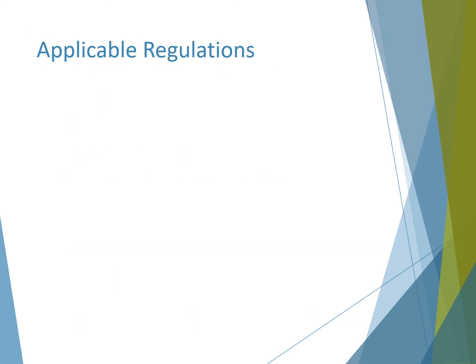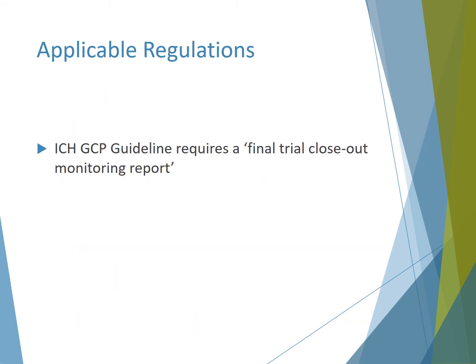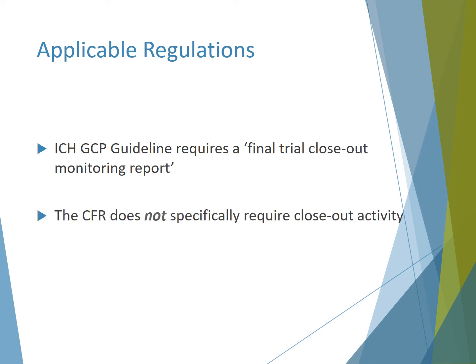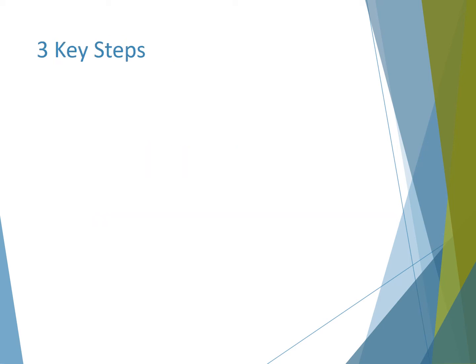So what are the applicable regulations? The ICH GCP guideline does include language that requires, quote, a final trial closeout monitoring report. However, the Code of Federal Regulations does not specifically require a closeout visit or closeout activity. So there are 3 key steps to closing out a trial.